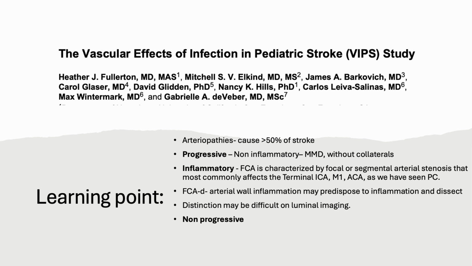So what is our learning point about arteriopathies? That A, they cause more than 50% of strokes, that they can be progressive, either inflammatory subtype or non-inflammatory subtype. So inflammatory being the FCAIs and FCADs that we see secondary to inflammation, potentially post-infection. The non-inflammatory subtypes being the Moyamoya disease, and also that arteriopathies can be non-progressive.